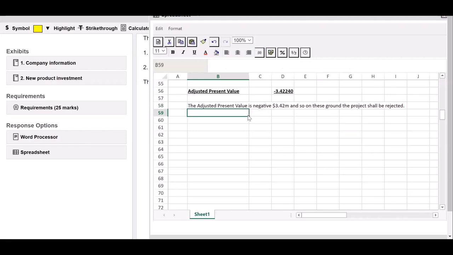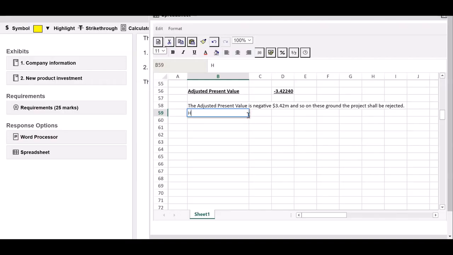No, this is not sufficient. This will not help me fetch the professional marks. I need to take this further ahead. I need to bring in what further analysis is possible. What further analysis can I speak about here? See, the negative APV is small. It's not that big. Why don't we look into the sensitivity of the figures?